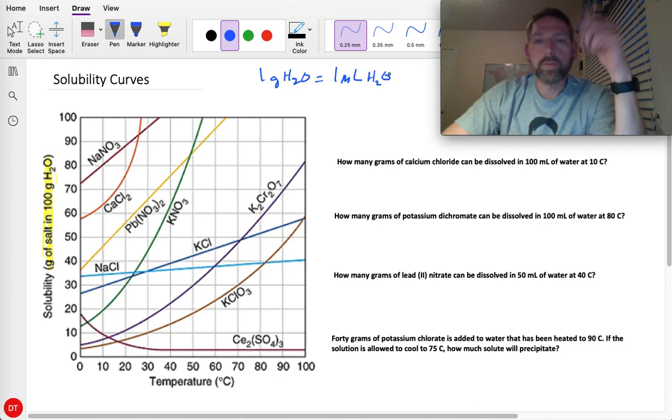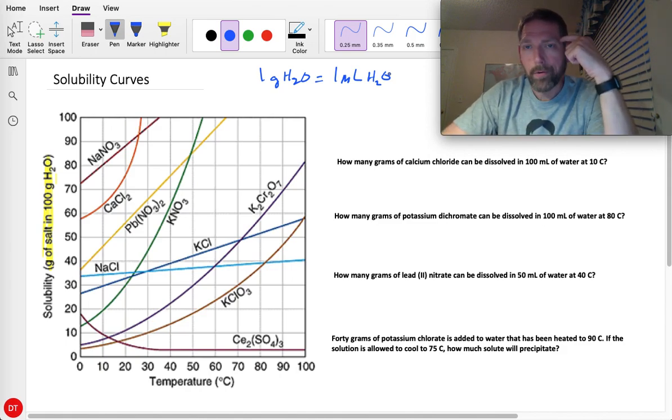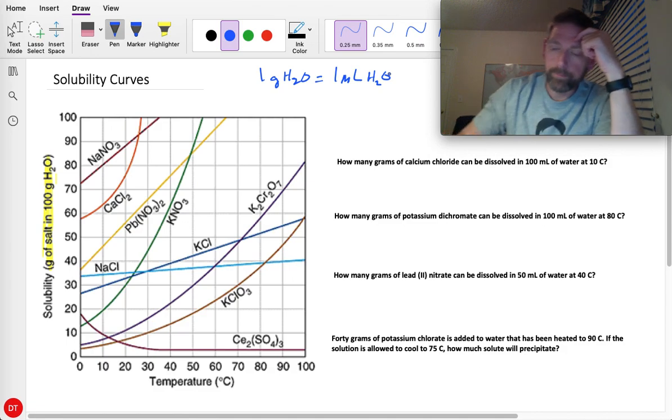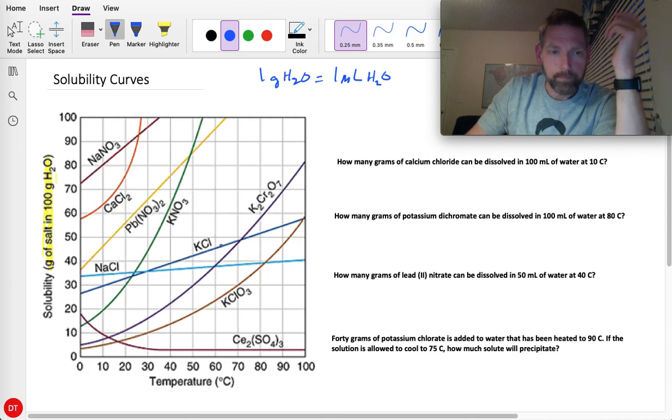All right. For our purposes on this, we just need to keep in mind 1 gram of water, 1 milliliter of water. It's a 1-to-1 ratio, right? All right. So let's take a look at this. This says how many grams of calcium chloride can be dissolved in 100 milliliters of water at 10 degrees Celsius. All right. So we're at 10 degrees Celsius. We've got to find calcium chloride. That's this one right here.